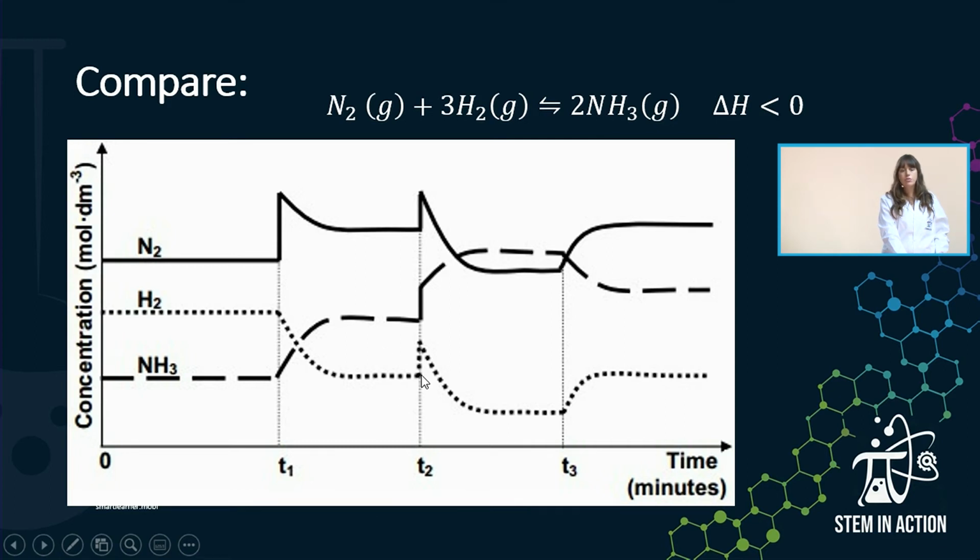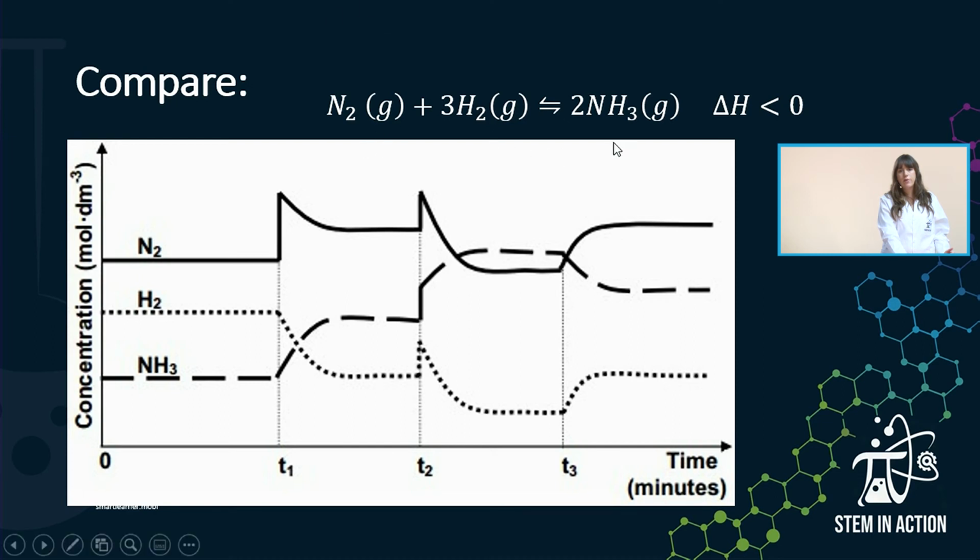At time T2, another change occurs. We see a sharp increase in all three substances, so our reactants and our products have all had a sharp increase, which tells me that the volume must have decreased to increase the concentration of everything. When we decrease the volume, we are thereby increasing the pressure on the system, and so the equilibrium will shift to reduce the pressure by producing the fewer number of moles, which is the forward reaction.